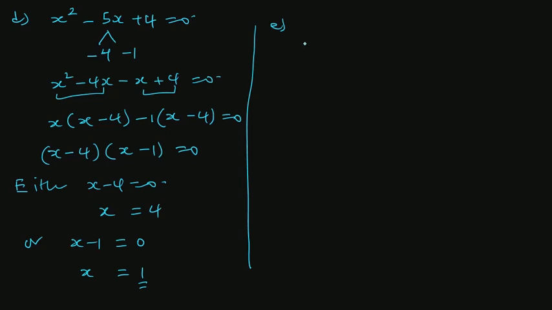Looking at part E, if you have x squared plus 5x plus 6 equals 0, look for two factors of 6 that give you a sum of 5. Which factors are those? We have a 2 and a 3. When we add up 2 and 3, we get a 5. When we multiply 2 and 3, we get a 6.